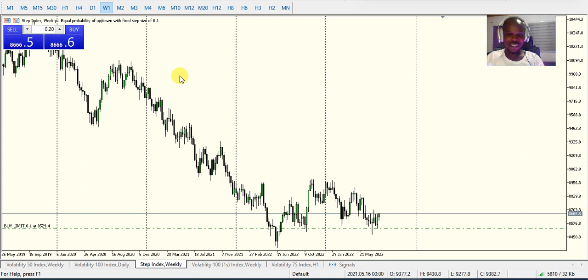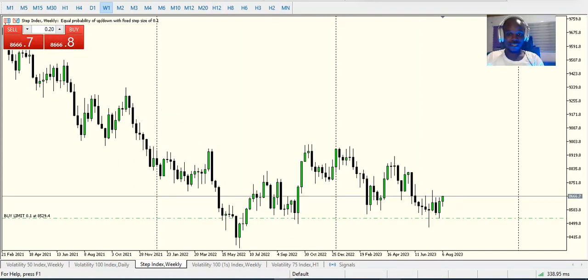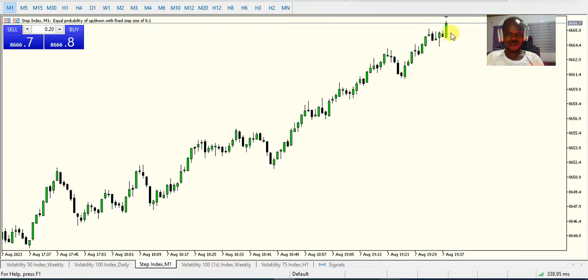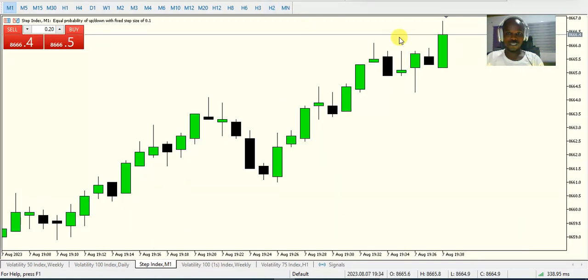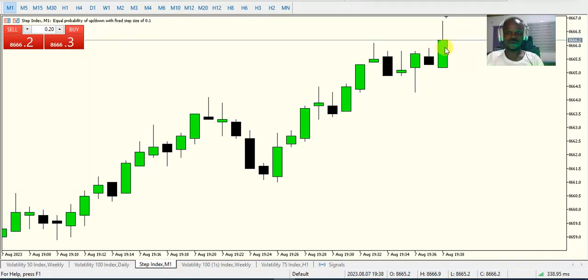So step index is one of the synthetic index pairs that Deriv offers as a broker. What step index actually represents is one of the synthetic indices that usually has an equal pace in its movement. With step index, it is equally very volatile. So for instance, watch this. You could see that its up and down movement has an equal pace.